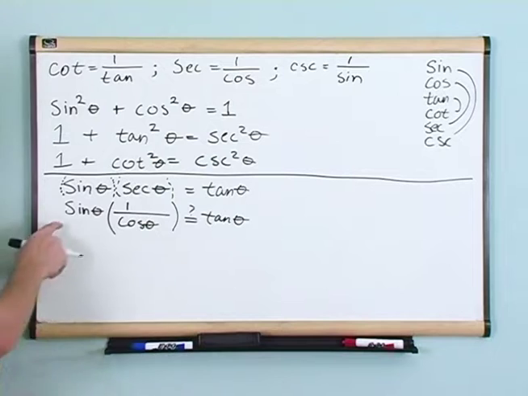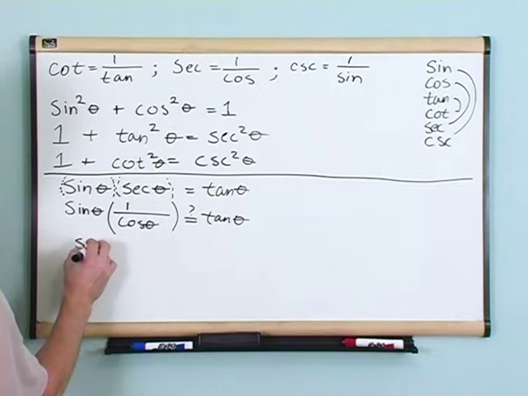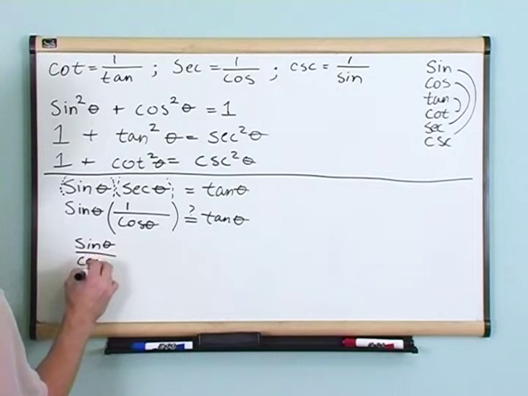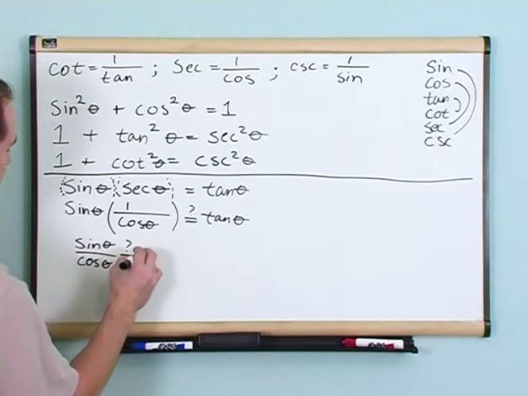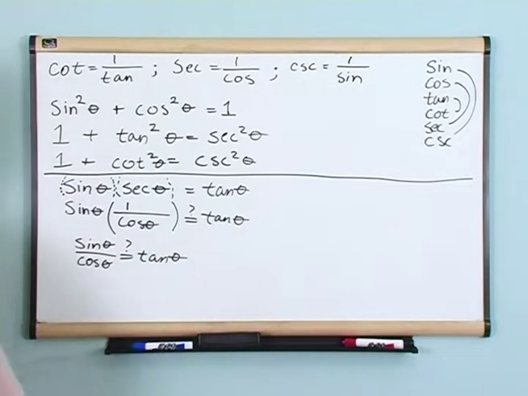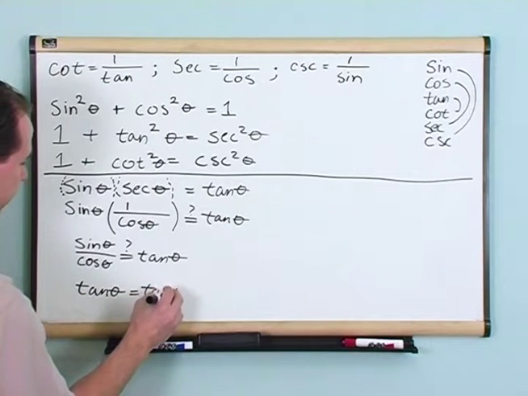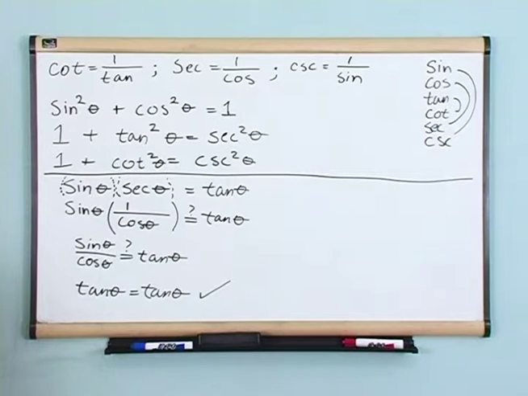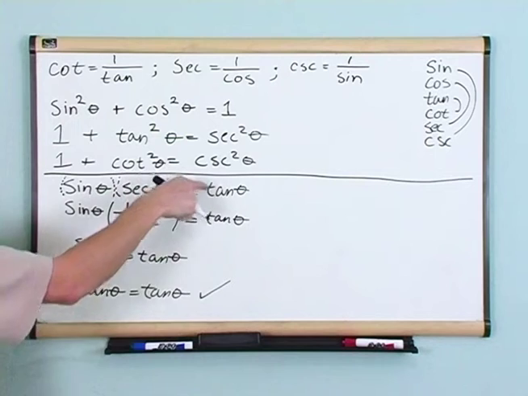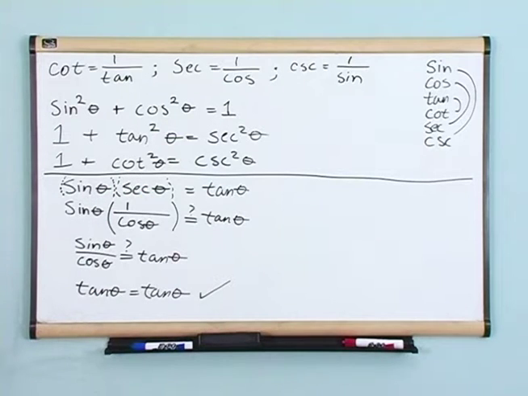Okay. Well, when I do this multiplication, I'm going to have sine of theta over cosine of theta. And I'm asking myself, is this equal to tangent of theta? Well, if I remember back, and hopefully you remember this from a previous section of the class, sine over cosine is the very definition of what the tangent function is. So what I have here is tangent theta is equal to tangent theta, which means yes, check mark, it is correct. Which means this initial thing I started with is in fact true. Sine times secant does equal tangent.